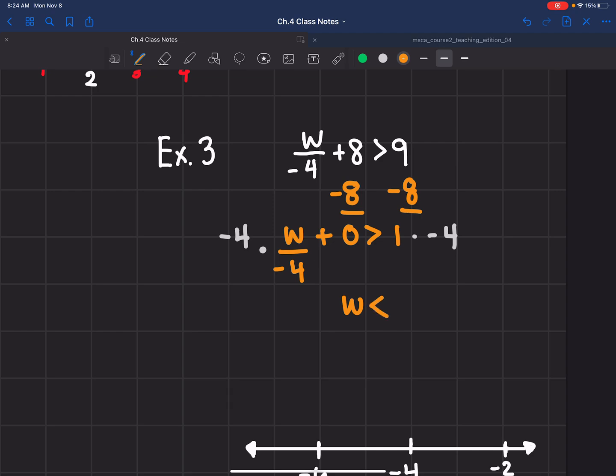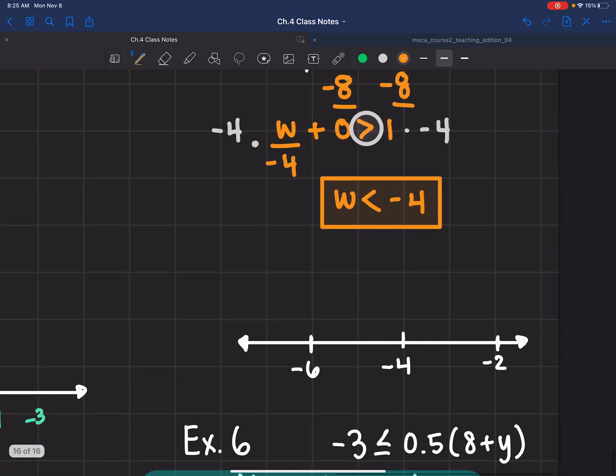Remember, we flipped the inequality because we're multiplying by a negative, right? Or dividing by a negative. And that is negative 4. So w is less than negative 4. So let's find negative 4 here. Okay, and it's an open circle. The answer cannot be negative 4 and goes to the left.